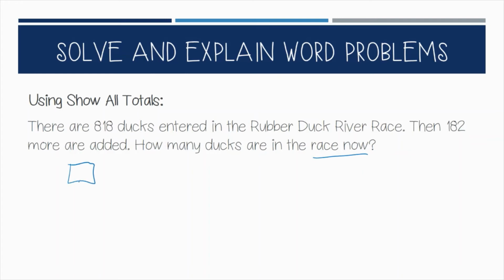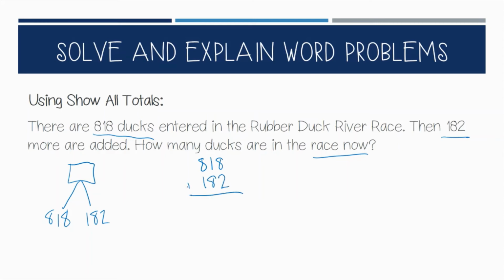We know how many they started with. That was 818. We know how many were added, 182. And so we have two add-ins, and we're solving for a missing total. So in order to do the show all totals, I have to line up my digits vertically.